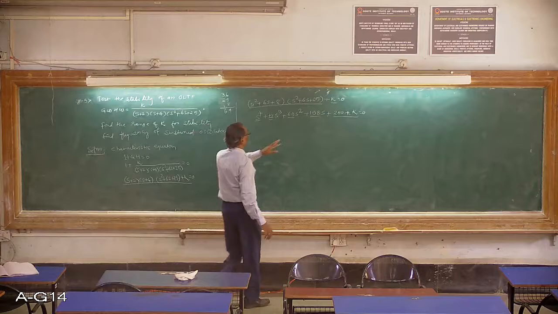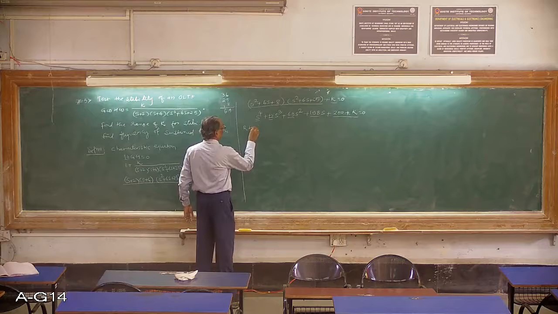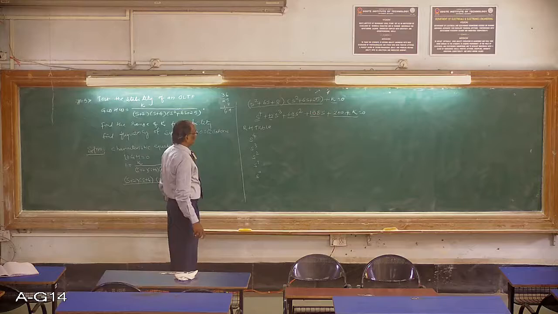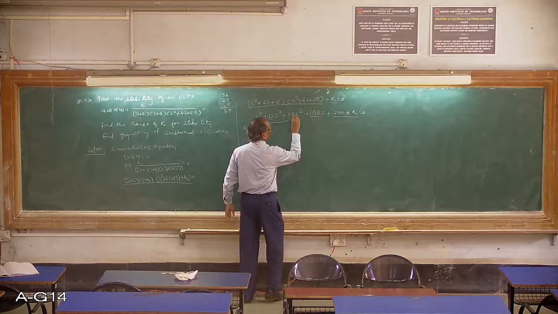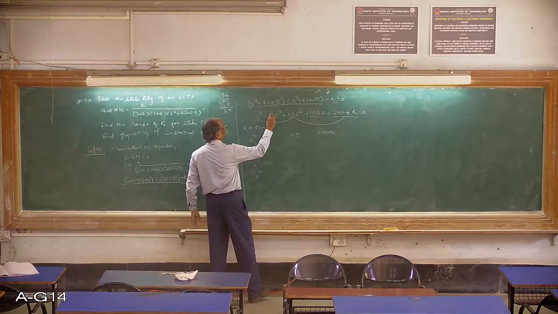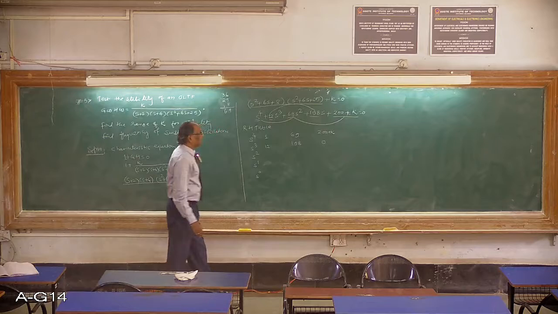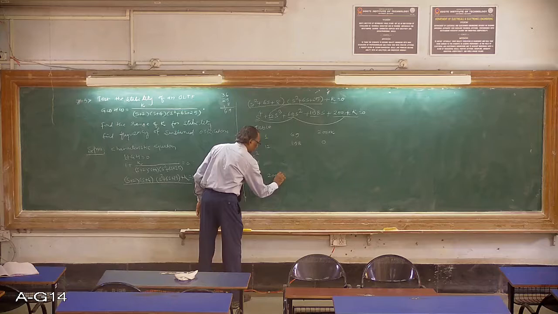Now to start with the RH table: s raised to 4, s raised to 3, s square, s raised to 1. We start with s raised to 4: 1, 69, 200 plus k. s cube: 12, 198, and a missing term. And as I told, this zero coefficient, without calculation, you can write it as 200 plus k only.